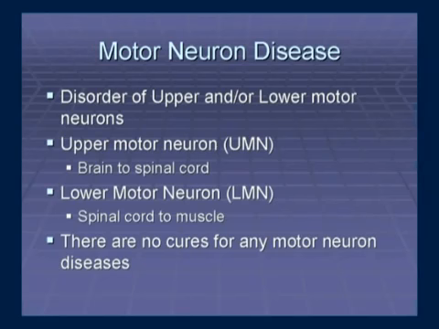Moving on, motor neuron diseases. There's an upper motor neuron and a lower motor neuron. Upper motor neuron is from your brain to the spinal cord. Lower motor neuron is from your spinal cord down to whatever muscle it's going to ultimately innervate.